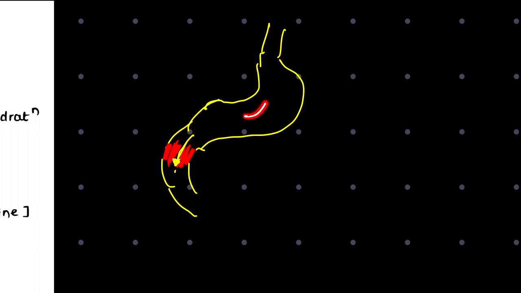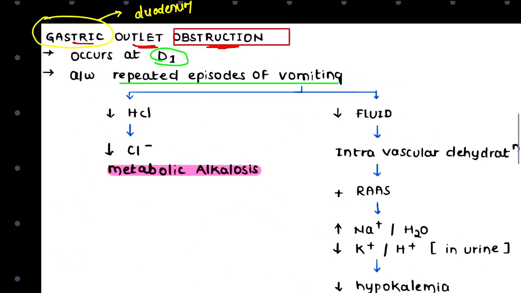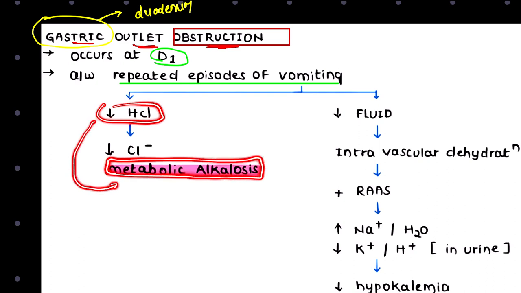Now because of this outcoming of gastric content, there will be less HCl in the body, because HCl is produced in the stomach region and the stomach's content is being thrown out of the body as vomit. So there will be less HCl production, which results in less chloride ion. This is hypochloremia. Since there is less HCl, it is a condition of metabolic alkalosis: less acid means a more alkaline condition.